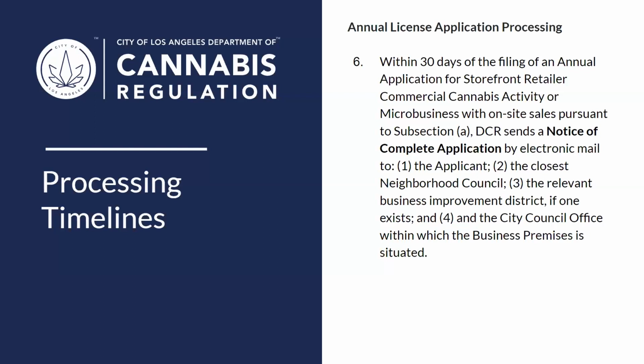Within 30 days of DCR sending the notification, the notice of complete application, by email to the applicant, DCR will also be sending out an email to the closest neighborhood council, the relevant business improvement district, if one exists, and then the city council office where the business premises is situated.